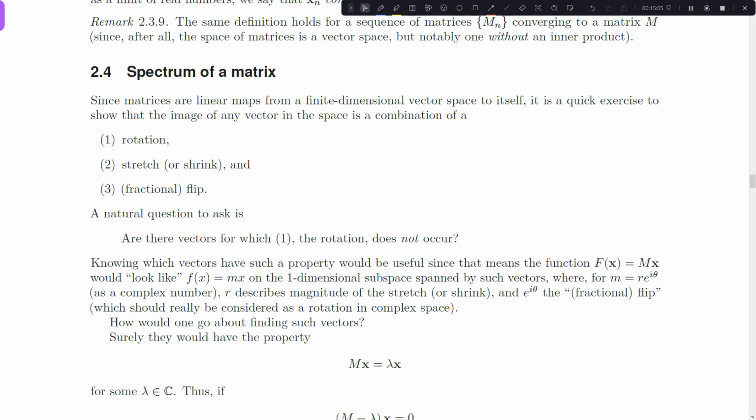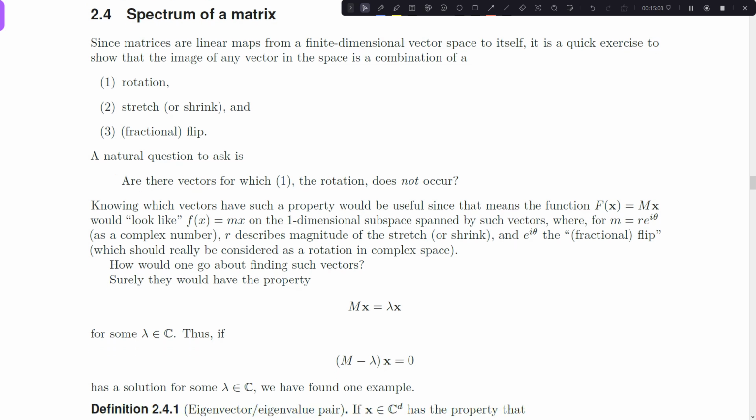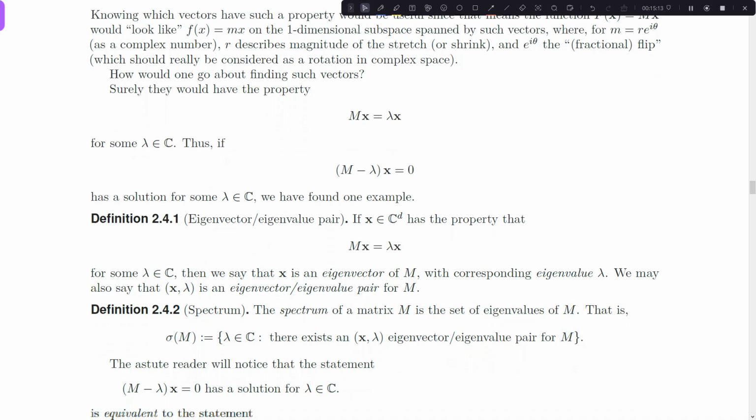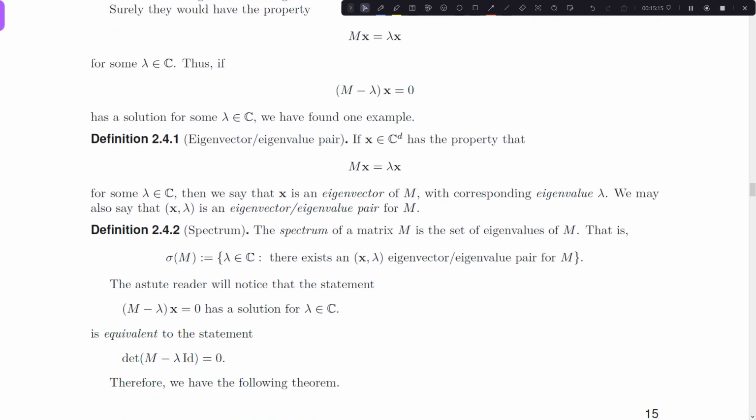I've got a little intro there about motivating eigenvectors. You can read that if you want to. But let's just recall what eigenvector eigenvalue pairs are. They're described right here. By that definition, Mx equals lambda x is the definition of an eigenvalue eigenvector pair. So we define the pair x, lambda, where x is the eigenvector and lambda is the eigenvalue.